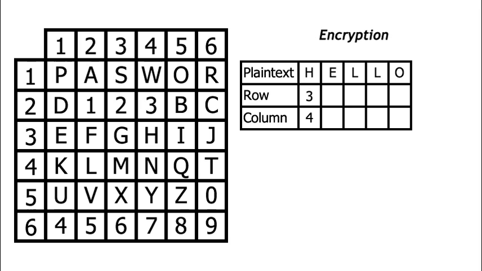For each of the plain text letters, we have to look up their coordinates in the box. So H is at row 3 and column 4. E is on row 3, column 1, L on row 4, column 2, and same for the next L, O is on row 1, column 5.